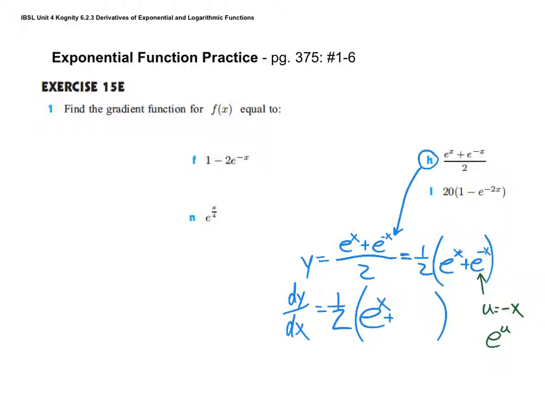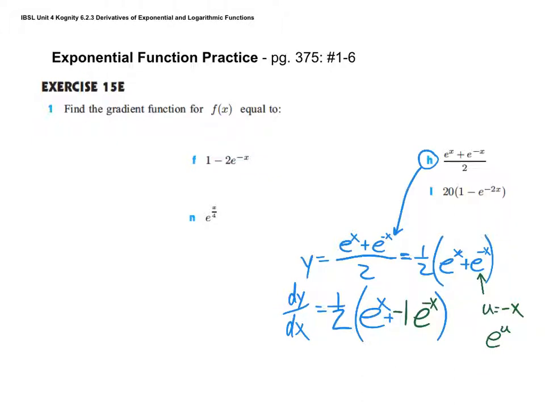Alright, so here, first of all, the derivative of e to the negative x is going to be e to the negative x, but then I've got to multiply by negative 1, which is my u prime, okay? So it's negative 1 times e to the negative x, okay?